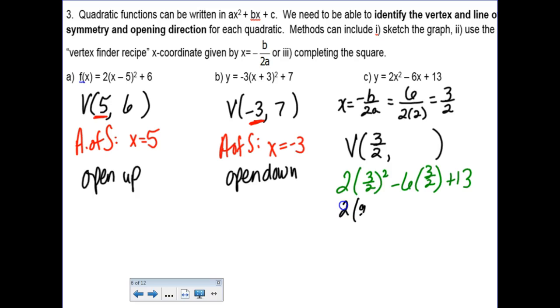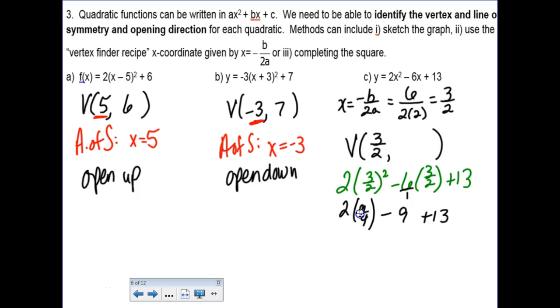So this is 2 times 9/4 minus, when you multiply fractions, you can just multiply across the numerator and denominator and then simplify, or you can cross cancel. Most kids like to cross cancel. They'd cut 6 and 2 down to a 3. Either way, this comes out to a 9, because at some point you will reduce to a 9.